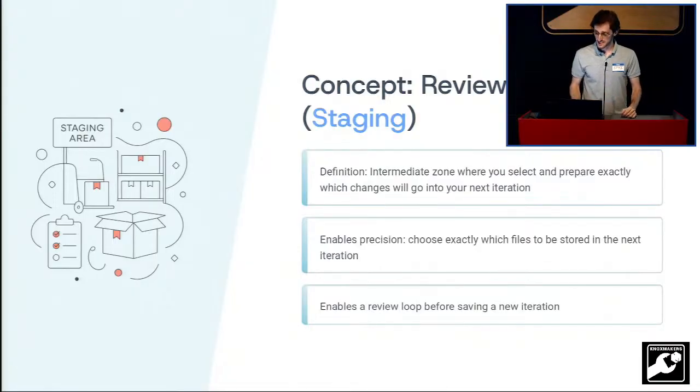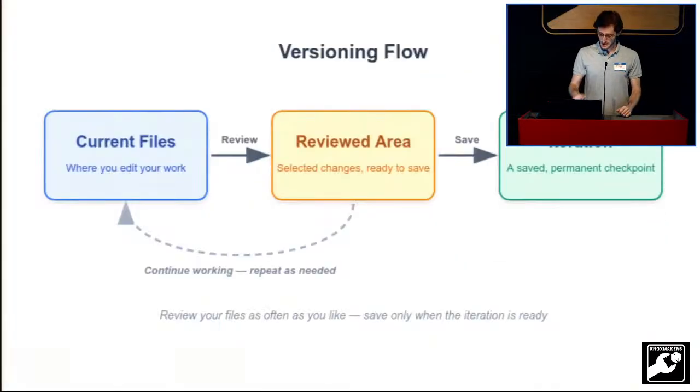And this enables precision. You choose exactly which files you want to be stored in the next iteration. And it also enables a review loop before saving each new iteration. So it looks a little bit like this. You have your current files, you're working on them. You go into the workbench, you review everything. This looks good. You set them as reviewed, and they go into your reviewed area.